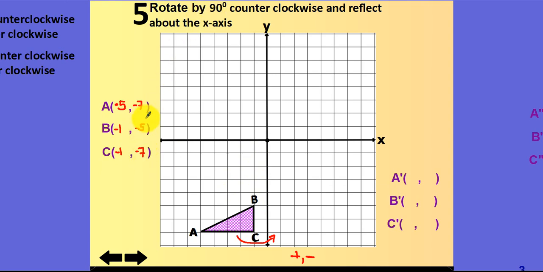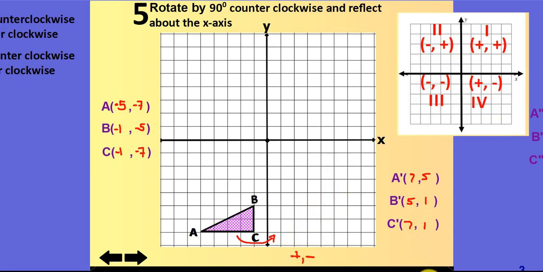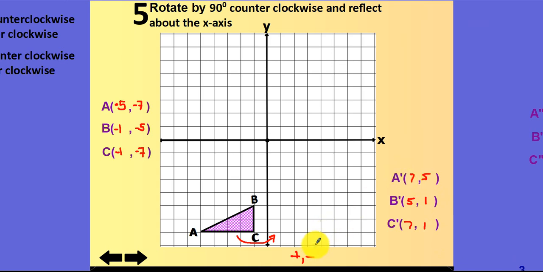Alright, 90 degrees. Forget about the signs. Ignore the signs. And then switch your x and y values. So my A prime will become 7, 5. My B, I have here 1, 5. It will become 5, 1. C, I have 1, 7. Make it 7, 1. Now in this quadrant, I should have positive and negative. Therefore, the coordinates should have a positive, negative sign. So positive, negative, positive, negative, positive, negative.